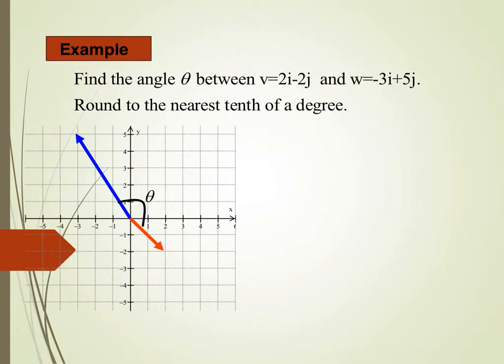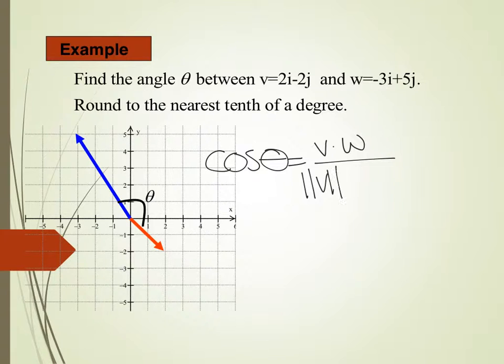Okay, so just to recap, it says find the angle theta between the two given vectors. So we're interested in this particular angle, and let's go ahead and find that. I'm interested in the angle between vector v and w. So cosine of theta is equal to the dot product over the magnitudes. Okay, so now let's find the dot product.